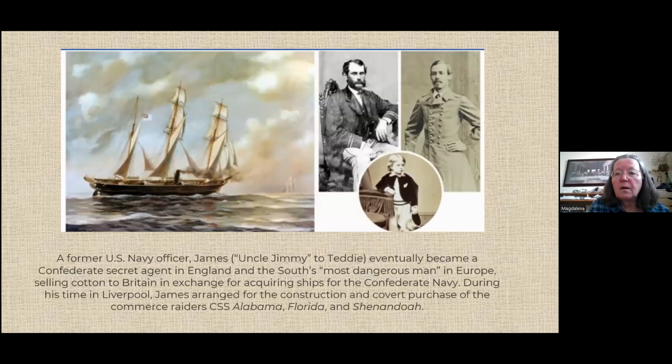So here is Teddy Roosevelt, Teddy in the circle there, and his uncles above him, okay? Uncle Jimmy became a Confederate secret agent in England and the South's most dangerous man in Europe. He sold cotton to Britain in exchange for acquiring ships for the Confederate Navy. And during his time in Liverpool, James arranged for the construction and covert purchase of the commerce raiders CSS Alabama, Florida, and Shenandoah.